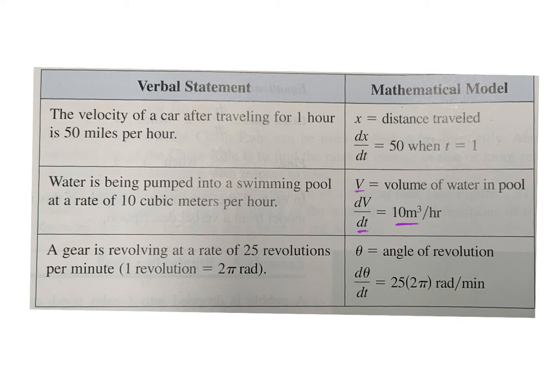A gear is revolving at a rate of 25 revolutions per minute. Angle of revolution is what they're talking about. It is revolving 25 revolutions per minute. Remember, 1 revolution is 1 circle, so 1 circle is 2 pi. So it's revolving at 50 pi radians per minute. So you have to start thinking about, if they are telling me something is changing, then they are telling me d something dt, all right, the changing. Let's look at this next example.